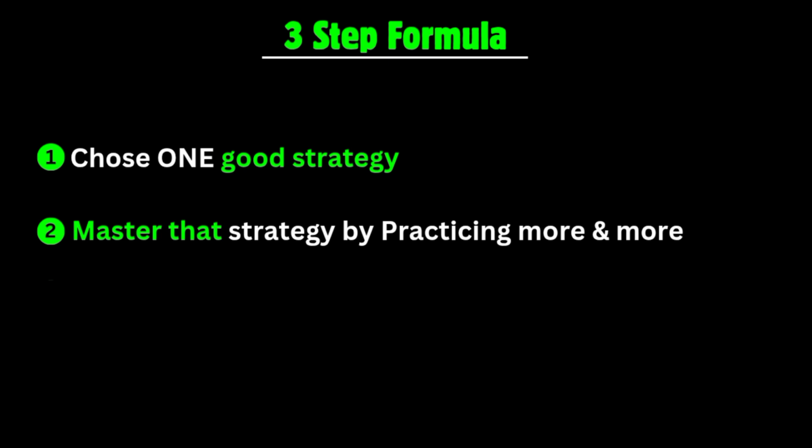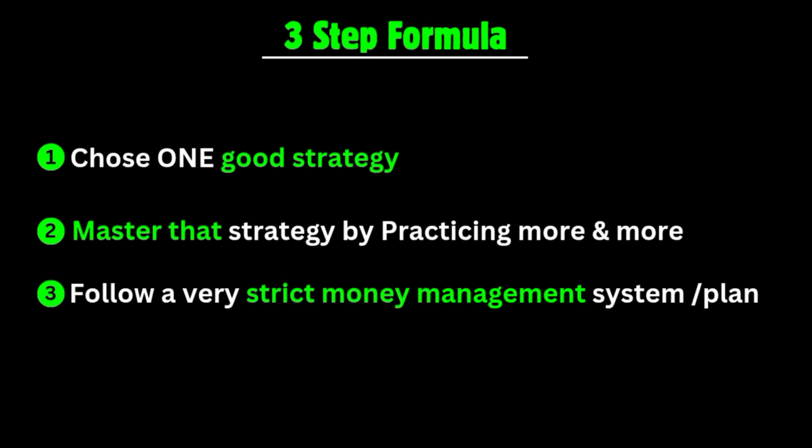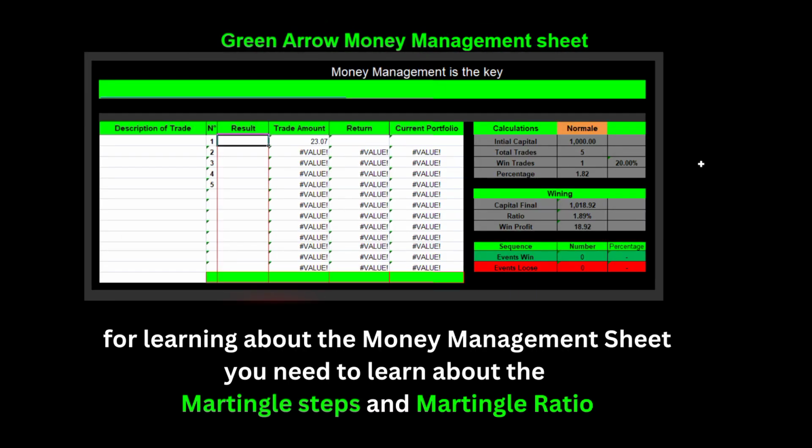So step number 1 is that you have to choose a strategy which has enough accuracy. And step number 2 is that you have to master that strategy by practicing more and more and stay with that strategy. The third step is to follow your money management very strictly. That is the very quick formula which has just 3 steps, and if you follow that very precisely, then you are definitely going to be a profitable trader. And guys, in that journey, these money management sheets will help you a lot.